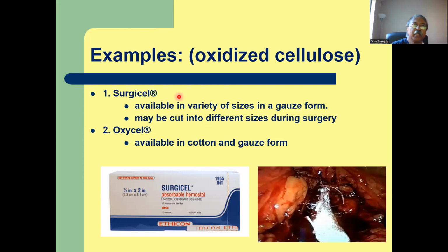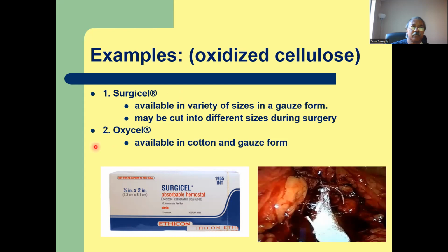Vascular surgeons like both Oxycel and Surgicel. They open vessels, and when they bleed, they will apply Surgicel onto it and then apply pressure with the lap sponges. After a couple of minutes, that will stop the bleeding.